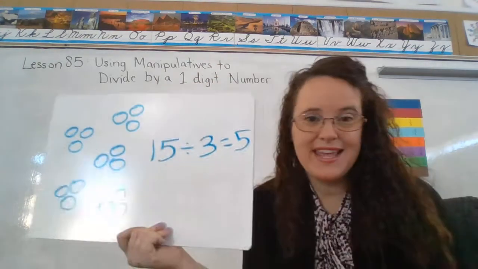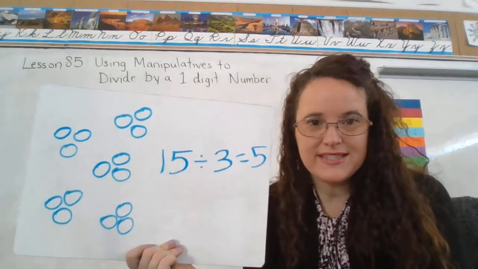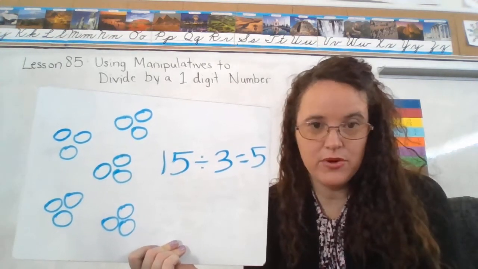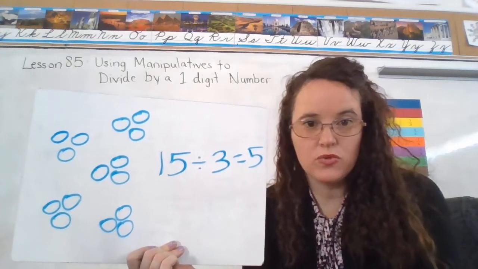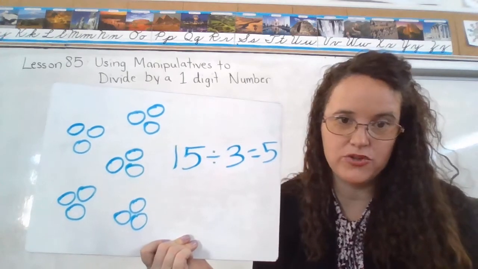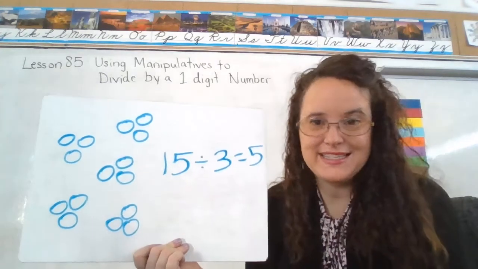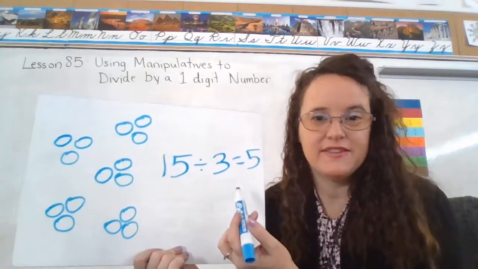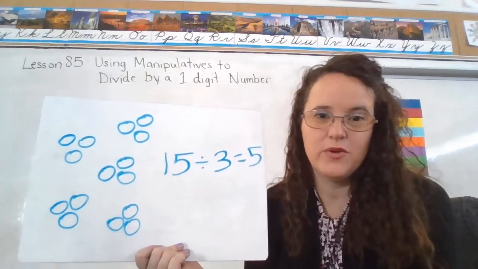So once again, this is the same problem as the last one. However, in the first example, we divided them into 3 rows, so we had to figure out how many people were in each row. In the second example, we divided them into groups of 3, and we had to figure out how many groups we had.